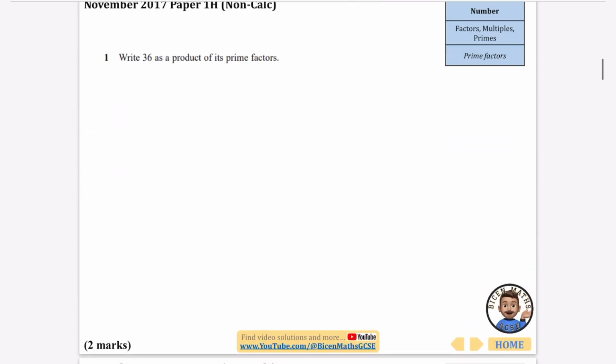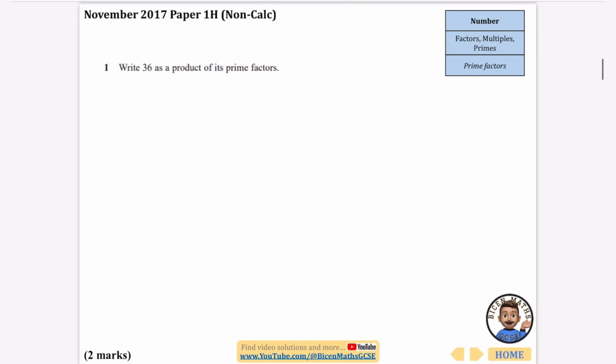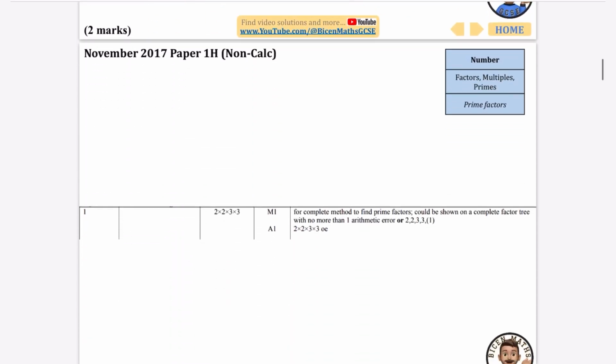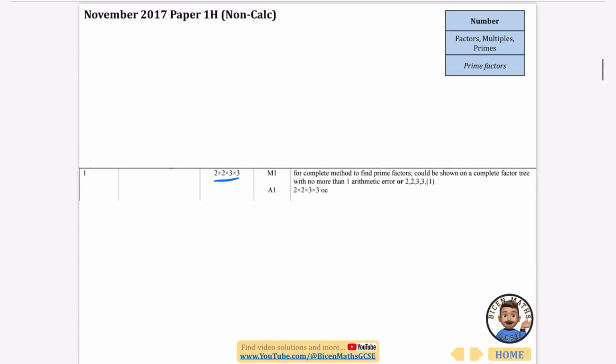Okay, let's have a look at the next question. It says, write 36 as a product of its prime factors. You can start with any pair of numbers. When I think of 36, I go straight to 9 times 4. 9 is 3 times 3. Both of those are prime. And 4 is 2 times 2. So I'm just going to say that 36 is equal to 2 times 2 times 3 times 3. You can see these are very easy. Or I can just write that as 2 squared times 3 squared. And we end up here with 2 squared times 3 squared, or equivalent, it says.